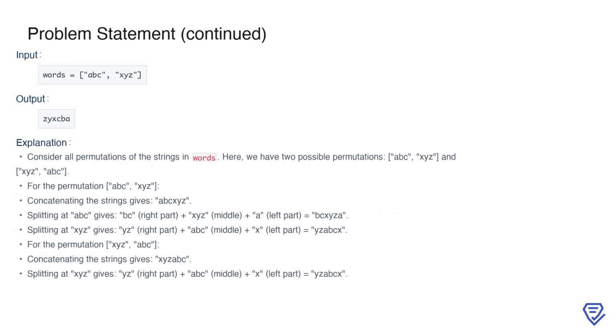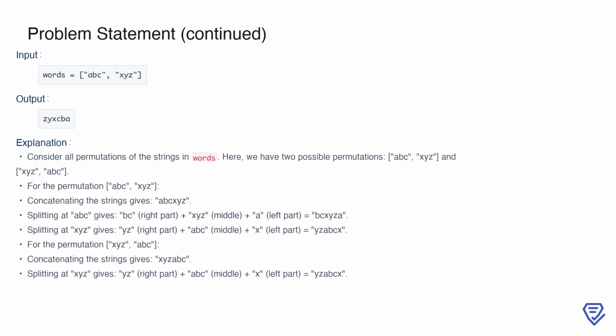For the first example, the input array is words equals ABC, XYZ. The possible permutations of the strings in words are ABC, XYZ, and XYZ, ABC. Let's analyze these permutations. Starting with ABC, XYZ, the concatenated string is ABCXYZ. If we split the string ABC, the right part is BC, the middle is XYZ, and the left part is A. Rearranging these gives the result BCXYZA. If we split the string XYZ, the right part is YZ, the middle is ABC, and the left part is X, resulting in YZABCX.